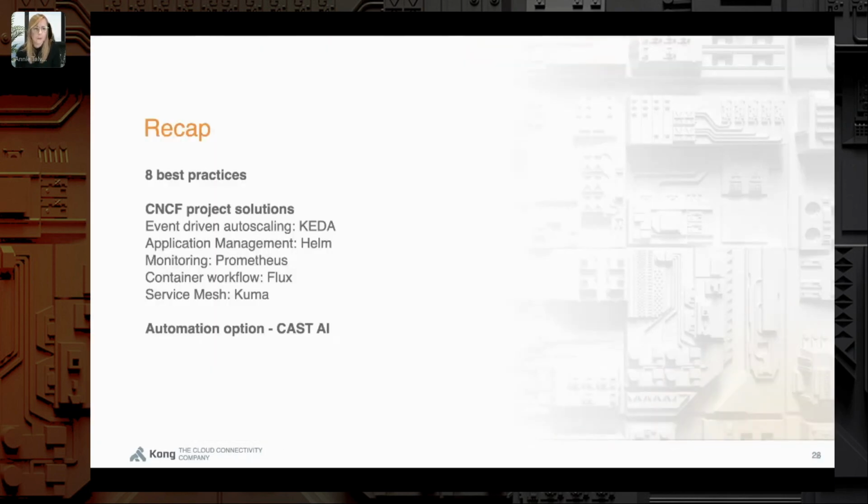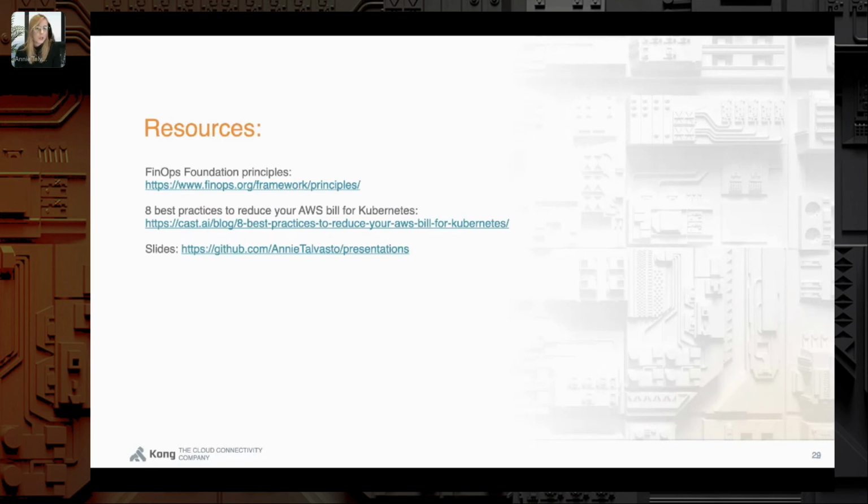And as a recap, we went through 8 best practices that I highlighted. We looked a bit at CNCF project solutions: Keda, Helm, Prometheus, Flux, Kuma. And then we went through an automated option that you can also use to manage cost optimization in your projects and in your company. So here are some resources that are really great that I want to highlight. The FinOps Foundation has really great principles that anyone can take and build on top of to get further in your cost optimization journey.